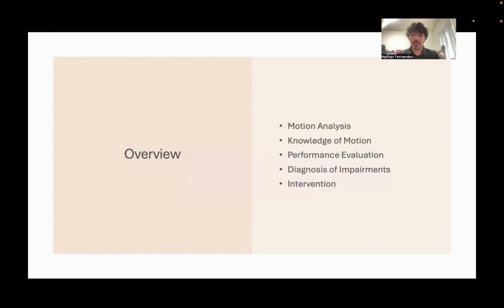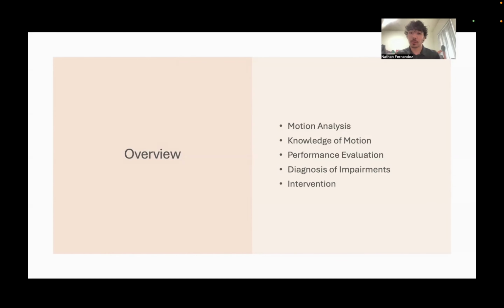So, going over a basic overview, we're going to first start with our motion analysis. We'll have our mock client perform said movements, their daily functional tasks, and we'll get into that in a second. Next, we go into the knowledge of motion, which is basically me, the kinesiologist, demonstrating my knowledge of what proper execution, form, and technique look like for our mock client when they are performing their motion.